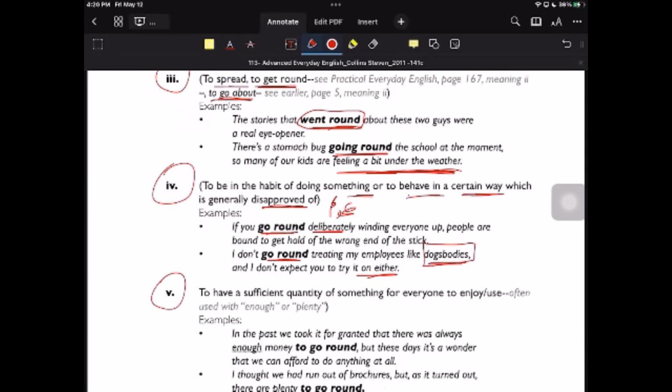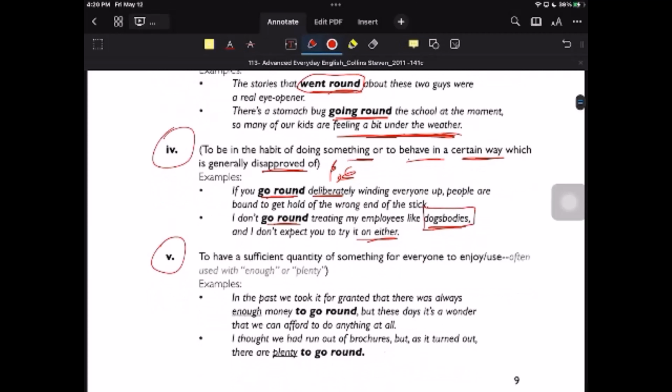So meaning number 5. As you can see here, the expression continues to 5 meanings, so it's very important to know the meaning in context. It means to have a sufficient quantity of something for everyone to enjoy or use. In the past, we took it for granted that there was always enough money to go around, enough for everybody to enjoy.